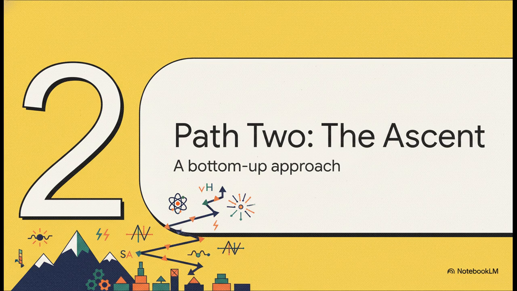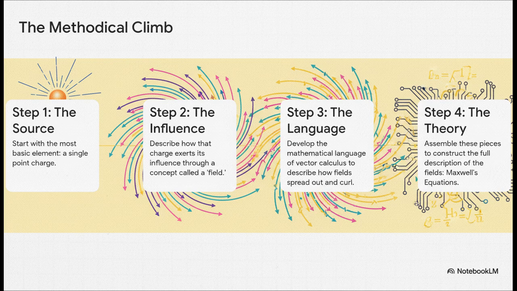Okay, so we've seen the stunning view from the summit. Now let's go all the way back down to the base of the mountain and try that second path, the methodical ascent. This is the more traditional way to learn this stuff, building the entire theory right from its simplest, most basic foundation. This path starts with the absolute most basic thing you can imagine, a single, solitary point of electric charge.